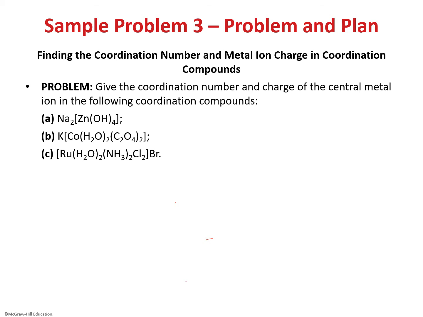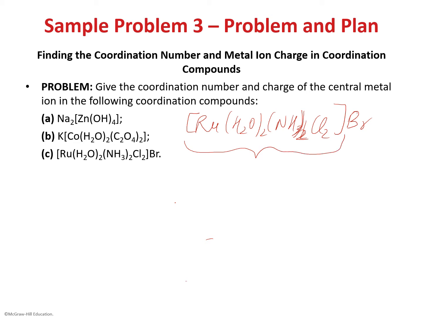So the example we have is parentheses Ru, H2O, ammonia, 2 of those, and Cl2. And outside parentheses I have Br. So whatever is inside the parentheses, remember, that is what is important for me to find the coordination number. So now if I'm just solving for coordination number, let's just first dissociate it.